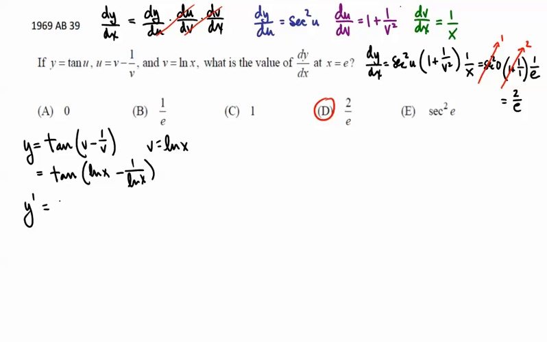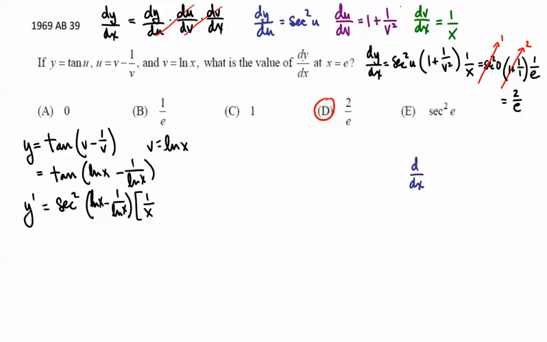So y prime, the derivative of tangent, is secant square. We leave the inside alone, and that's the first step of the chain rule. Now we're going to multiply that by the derivative of v minus 1 over v. I apologize, we don't have any more v's. We've already replaced them with natural log of x's. So now we're looking to multiply secant squared of natural log of x minus 1 over natural log of x with the derivative of that inside function. And the derivative of natural log of x is 1 over x, and the derivative of 1 over natural log of x, we'll take this over to the side and take a look at this.